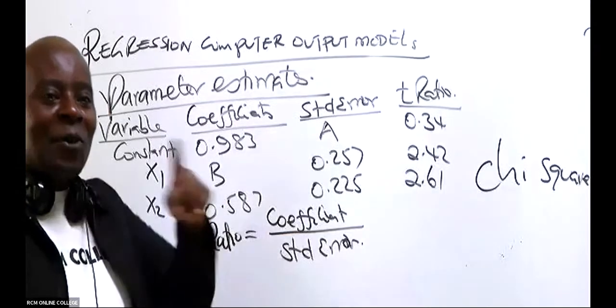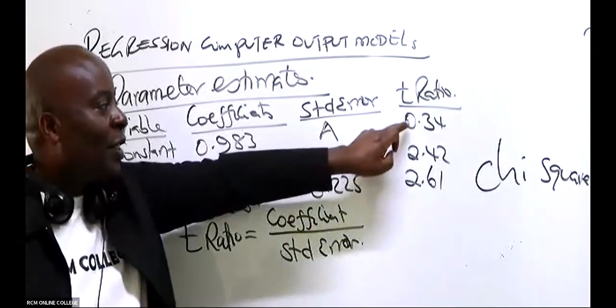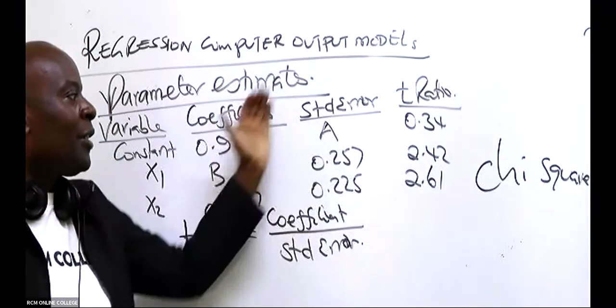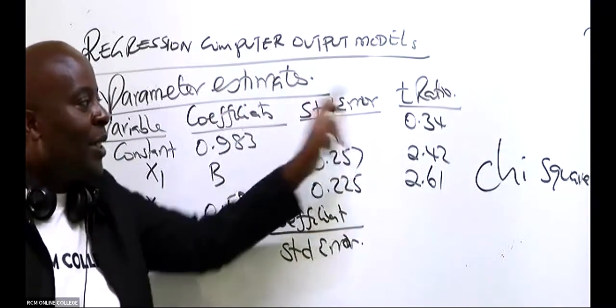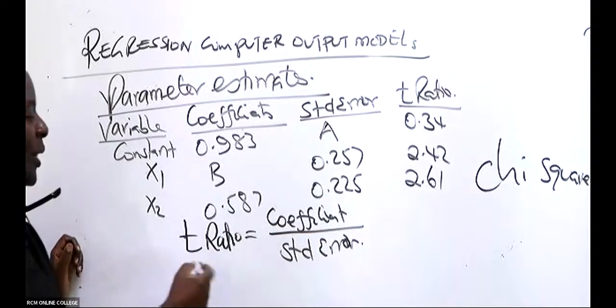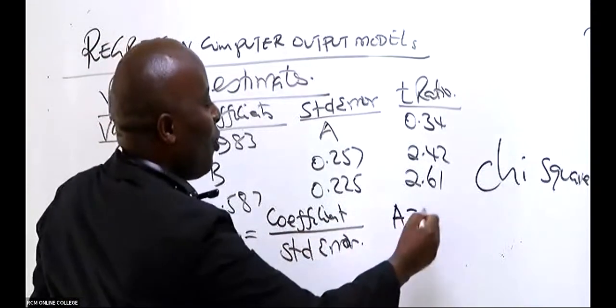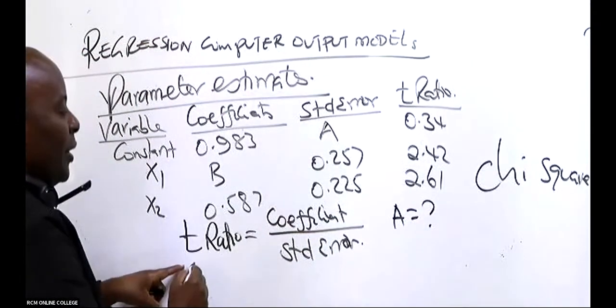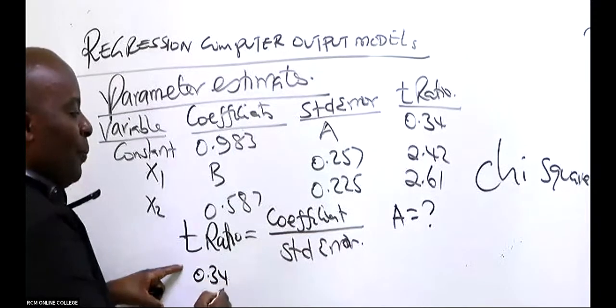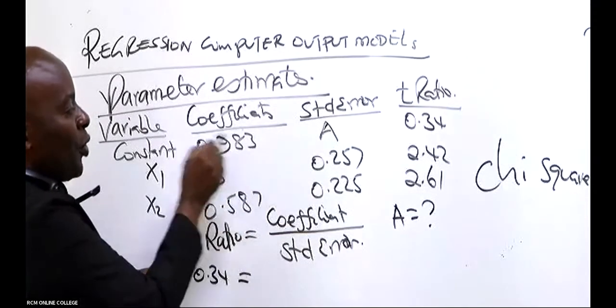Now, using this concept, we can easily get, you see we have this T ratio, so take the coefficient by the standard error. Coefficient, so we do A. So what is the value of A? So the value of A, I'm using this one, the T ratio is 0.34, which will be equal to the coefficient.